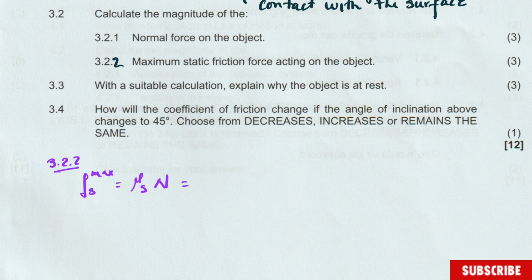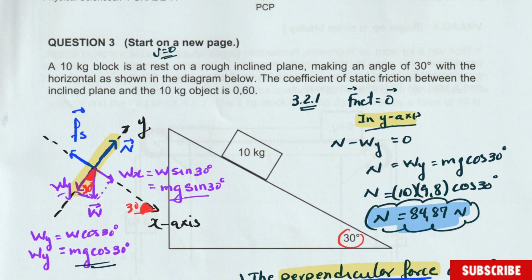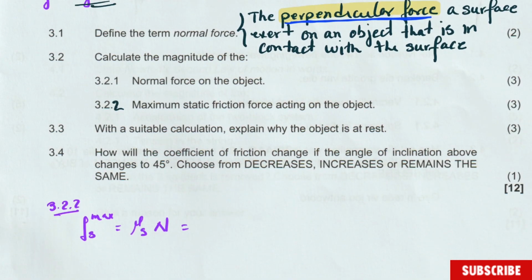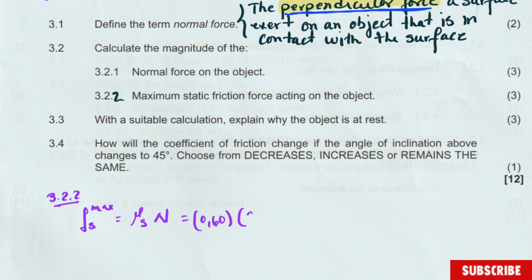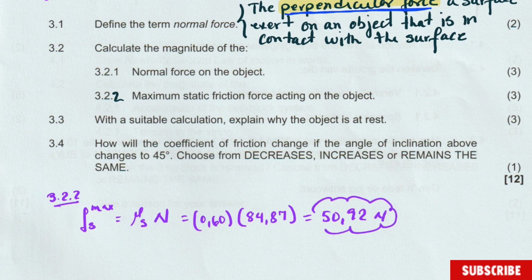So when you substitute the static coefficient of friction, guys, here 0.60, so it is 0.60 multiplied, you cannot write the 0 if you don't want, you don't have to, multiplied by the normal, which you did calculate, and it is 84,87. And when you do this calculation, you get that the final answer is 50,92 Newton, and this is the answer for the maximum static frictional force. So that is question 3.2.2.